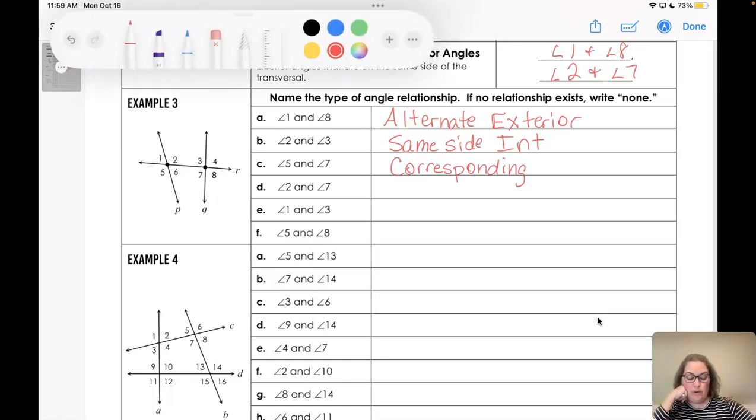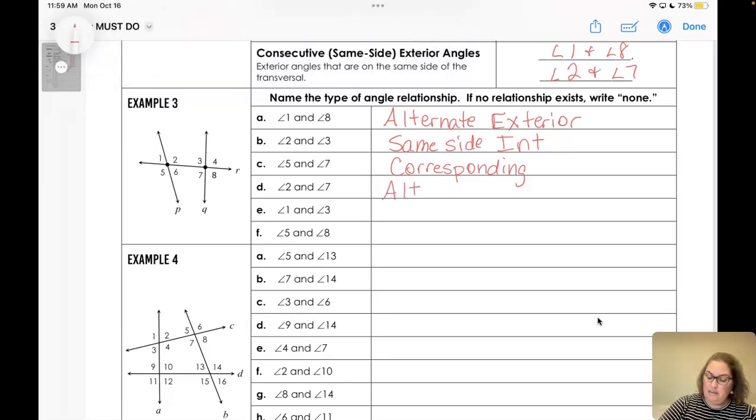Then angles 2 and 7, you're going to see these a lot, alternating sides of the transversal. So they're alternate interior angles. 1 and 3 are going to be corresponding. And then 5 and 8 are going to be our same side, but they're on the exterior.